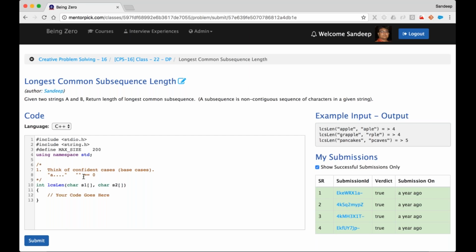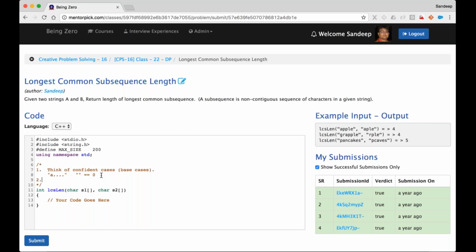In this case, we will say there are zero common characters, and this can happen when either S1 is null or an empty string. When we say it is an empty string, in C++ it will have a backslash zero, or in Java it will be based on the length of the string, that will be the index. So confident case we have found.